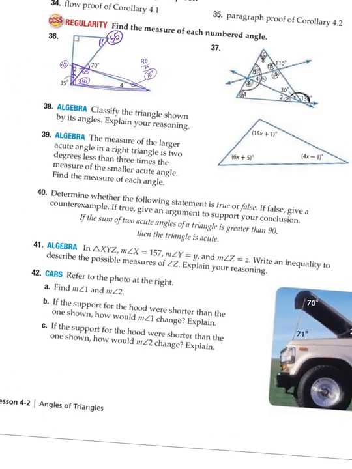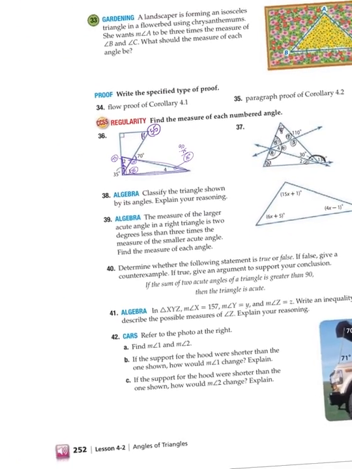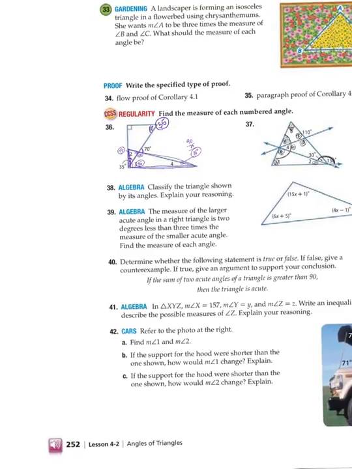We have 39 down here. The measure of the larger acute angle in a right triangle is 2 degrees less than 3 times the smaller. Okay, so we're going to set this up as an algebra problem. X is the smaller angle, and the larger is 2 less than 3 times the smaller. Okay, 2 degrees less than 3 times the smaller. That's going to be my larger.